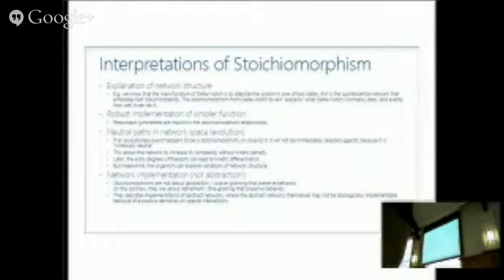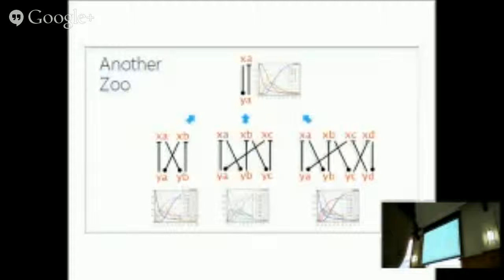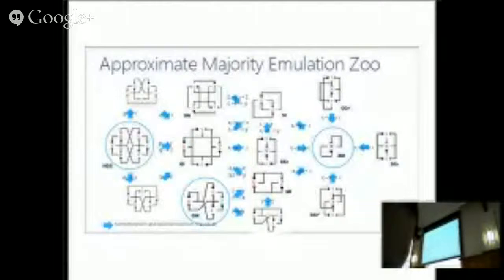Another interpretation is that it says something about robustness or a function. The interpretation I like is this one here, though, a neutral path in evolution. So we can imagine this to be evolution backwards. Imagine initially there was a very simple network, and then it became more complicated, and then you end up with the actual network that we have today. But to make that work, you have to ensure that as you mutate the network, it does not radically change function, because then it will be selected against immediately.